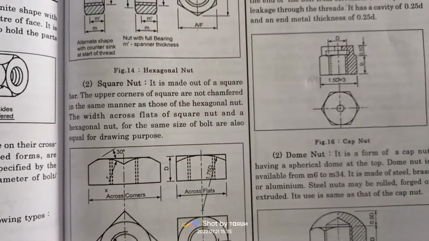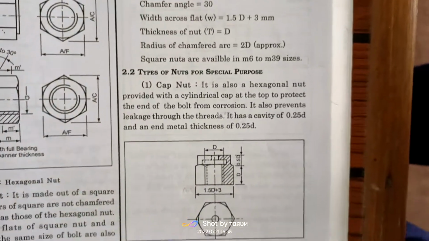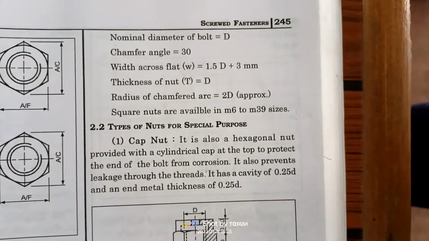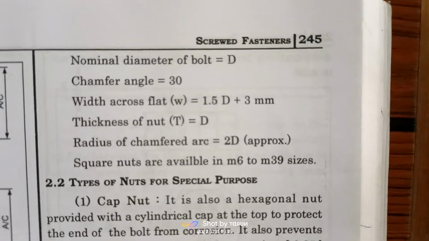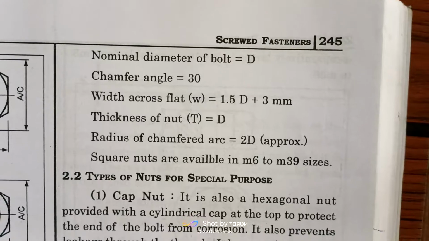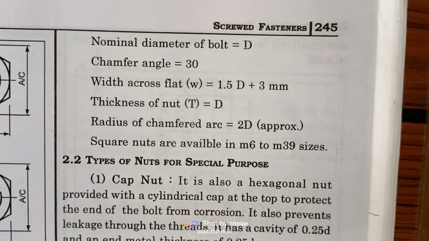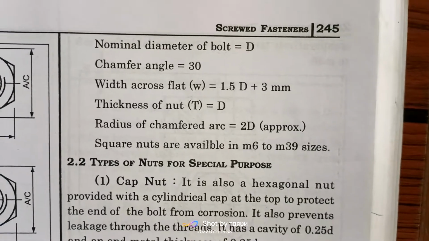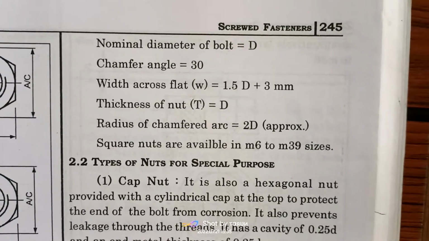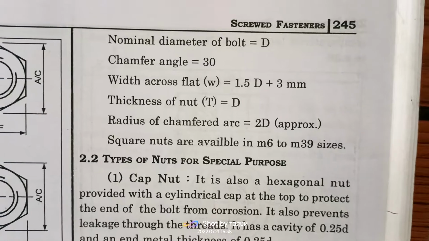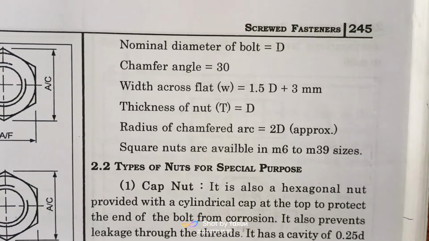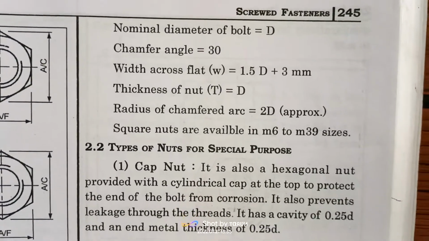These are the formulas, and formulas can be asked in the examination. D is the diameter, the chamfer angle is 30 degrees, and the width across flats is 1.5 D plus 3. Thickness of the nut T is equal to D. Radius of the chamfer arc is 2D. Square nuts are available in M6 to M39.